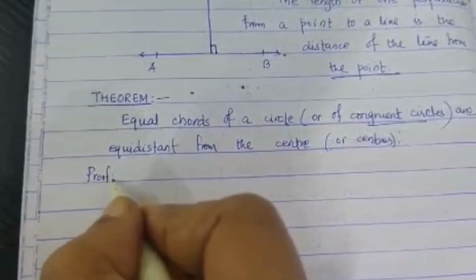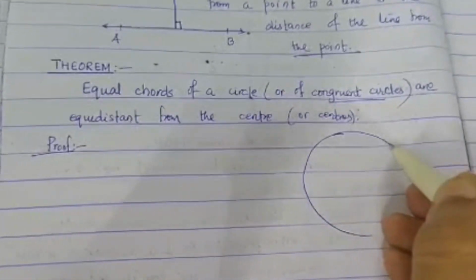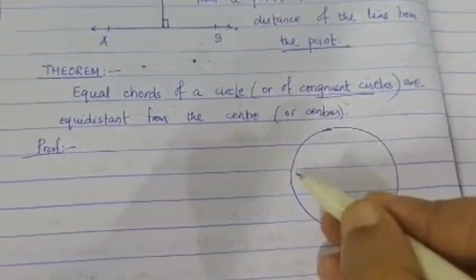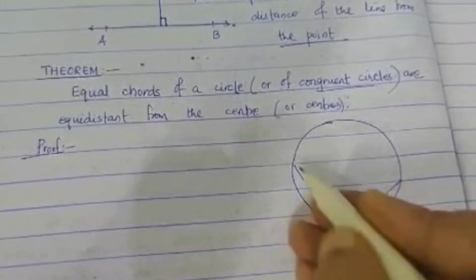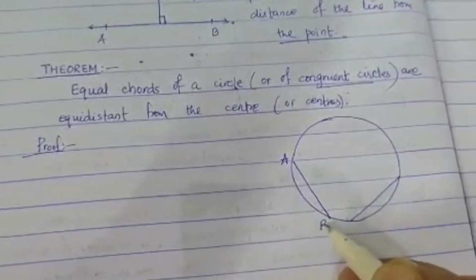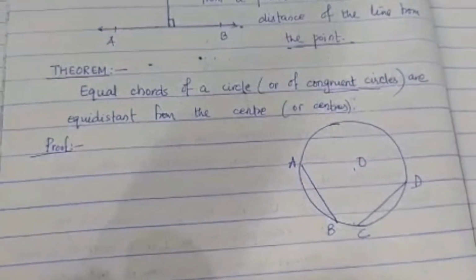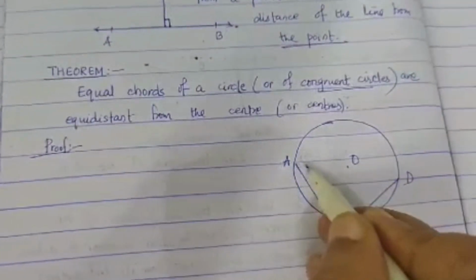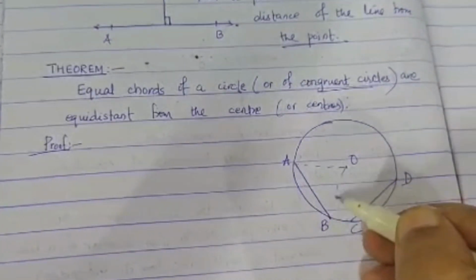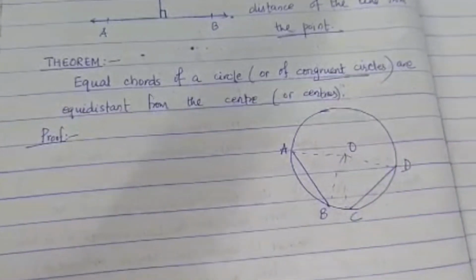Let's do the proof. Let us suppose this is the circle and these two are equal chords. Let us suppose this is AB, this is CD, this is the center. Now you can join this also, OA, OB and OC, OD, you can join like this.